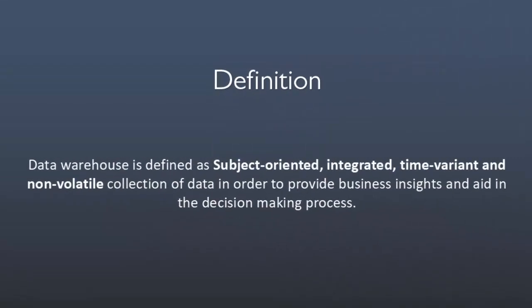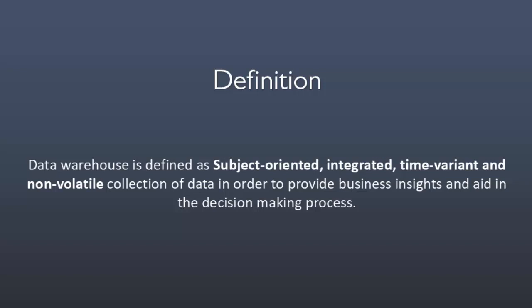Data warehouse is defined as a subject-oriented, integrated, time-variant, and non-volatile collection of data in order to provide business insights and aid in the decision-making process. This is the technical definition of data warehouse. Now, the terms subject-oriented, integrated, time-variant, and non-volatile are the features of data warehouse. We'll talk about the features in a later video.